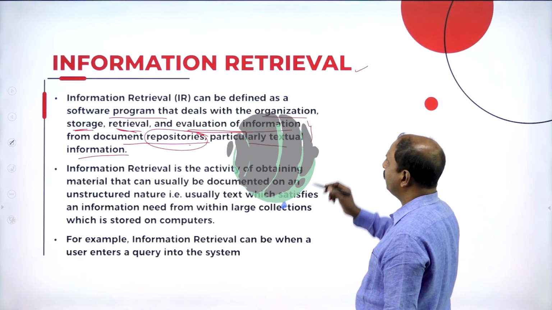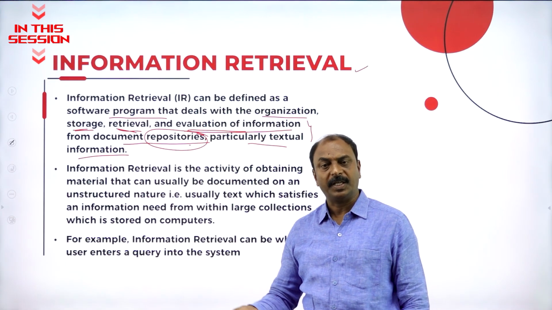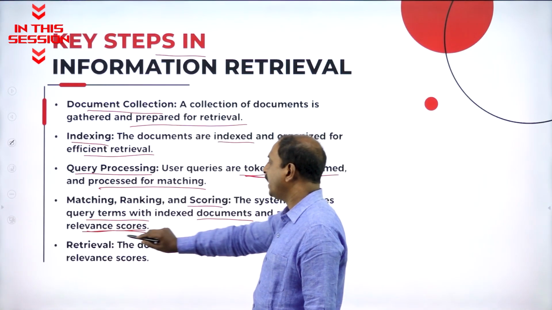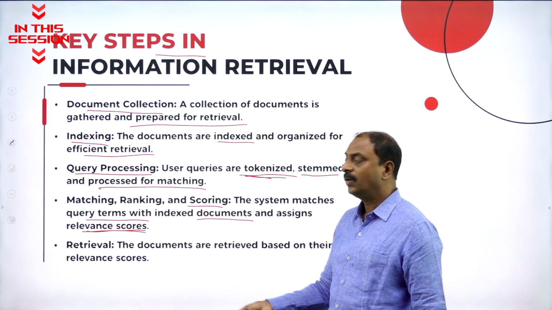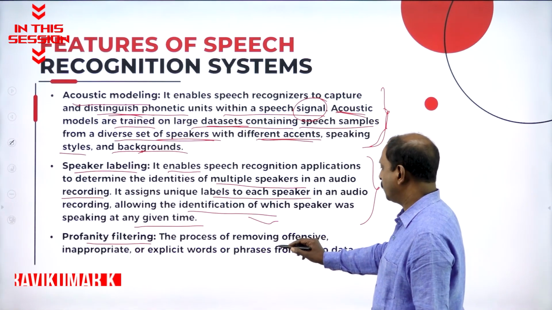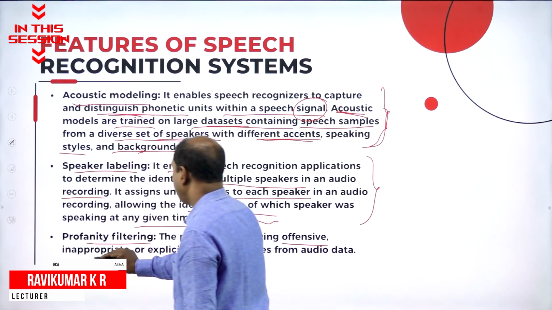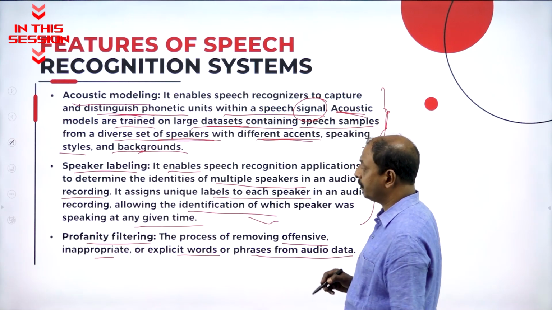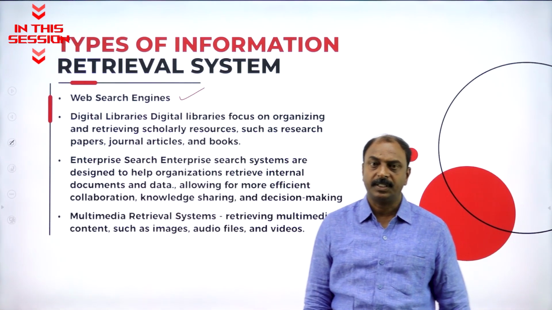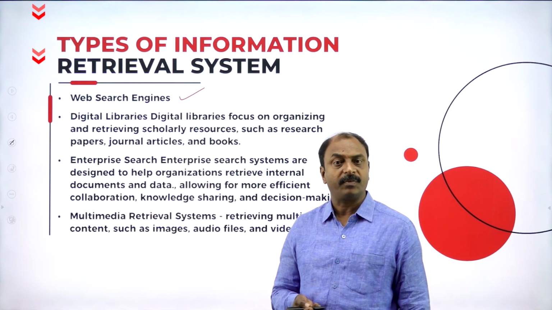So this is the definition of IR system. It is nothing but a software application. It is going to match the particular phrase or a word what we are looking for from the system. It is a process of removing offensive, inappropriate and explicit words or phrase from the audio data. With the help of web search engine, it is possible to have or retrieve the information from the web server.